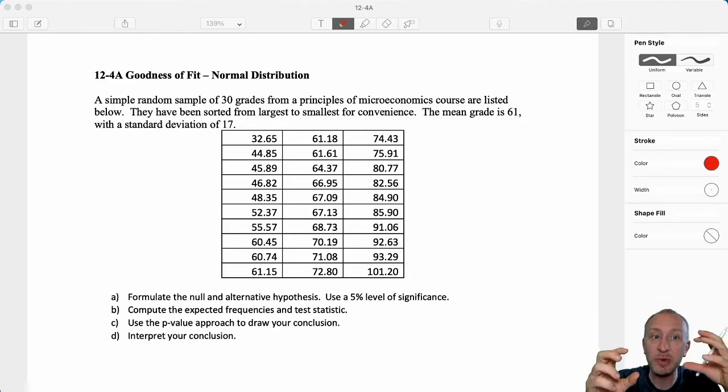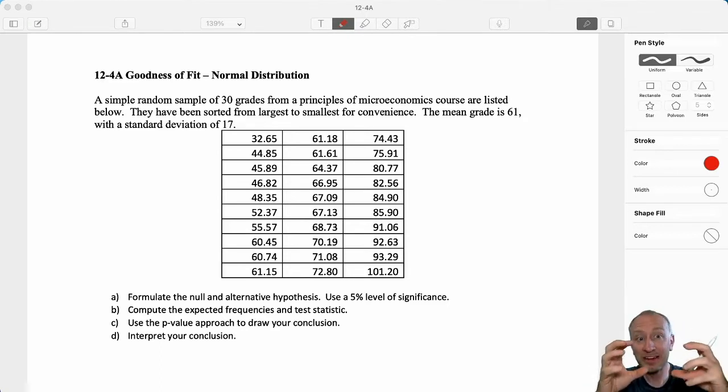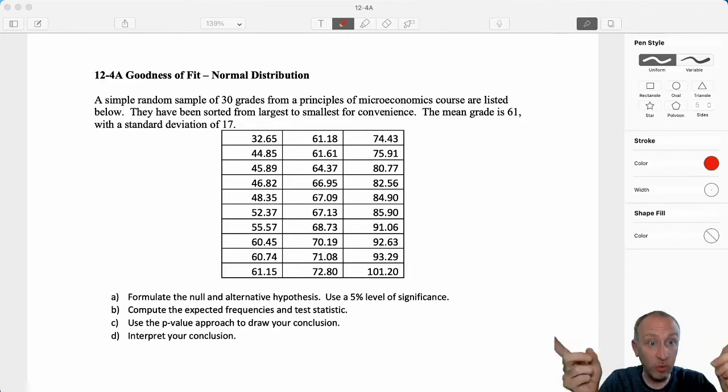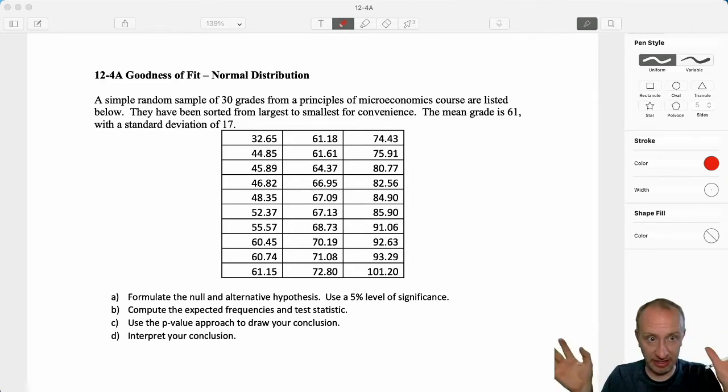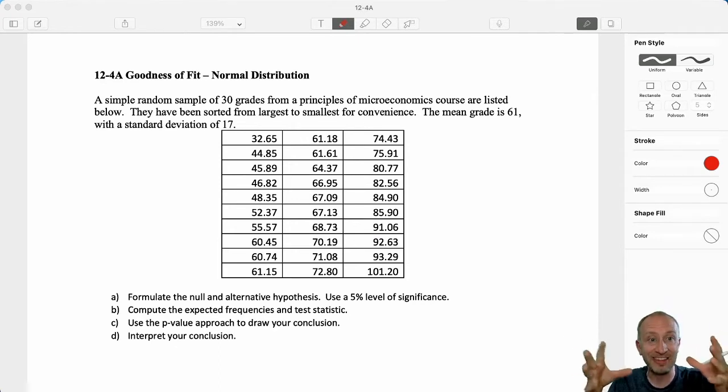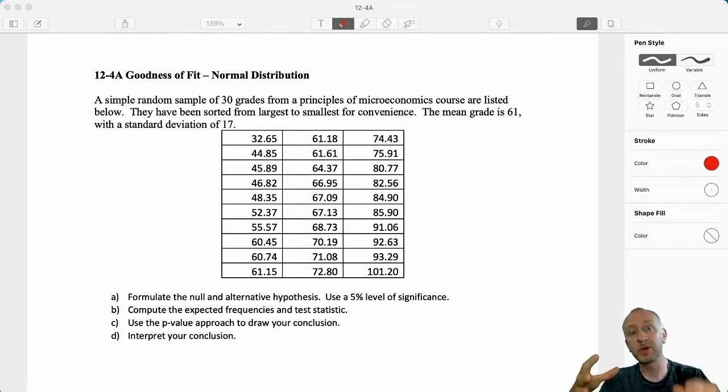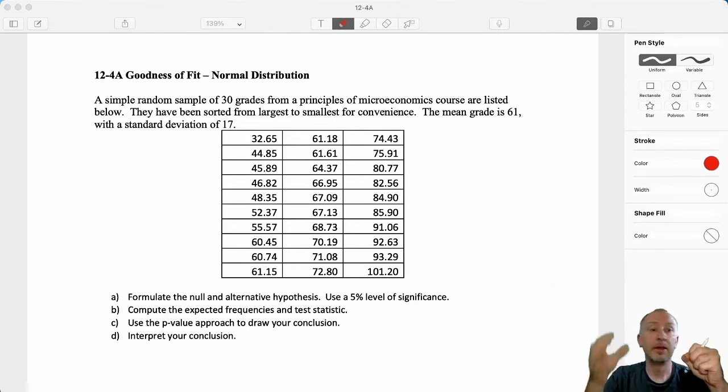That expected frequency is what we would expect the frequency to be in a world where the null hypothesis is true. So we still are going to be operating, as we have done in all of our tests, under this assumption that the null hypothesis is true until we have evidence to show otherwise. So if the null is true, here's what we would expect. Here's what we observe, these frequencies.